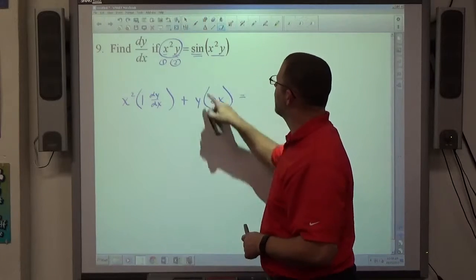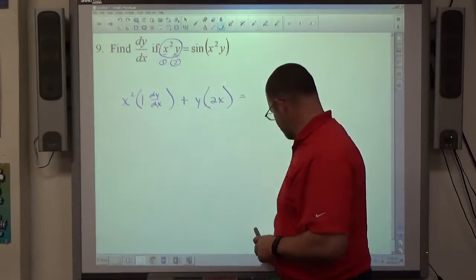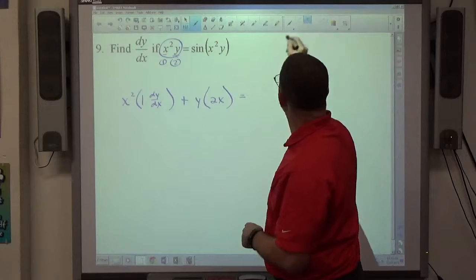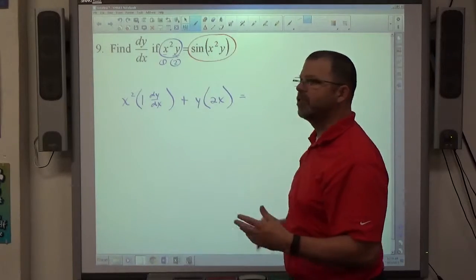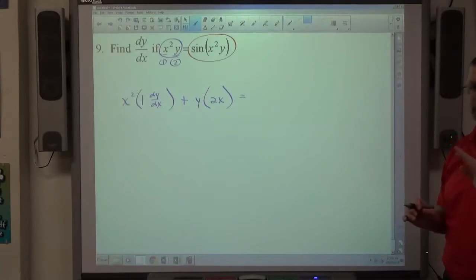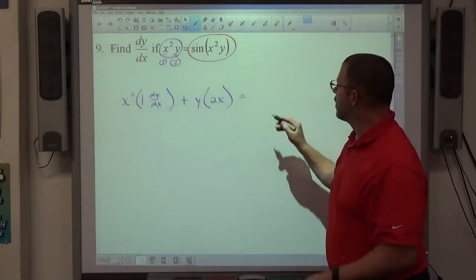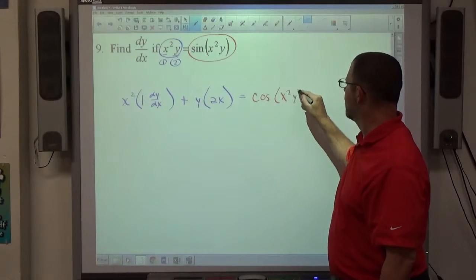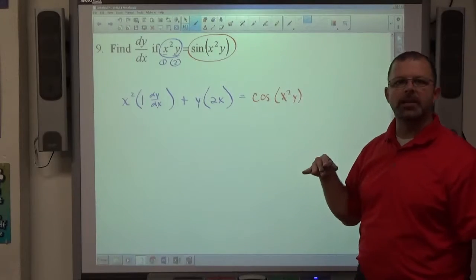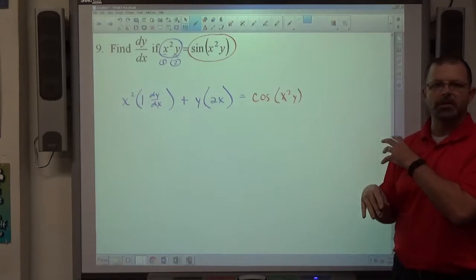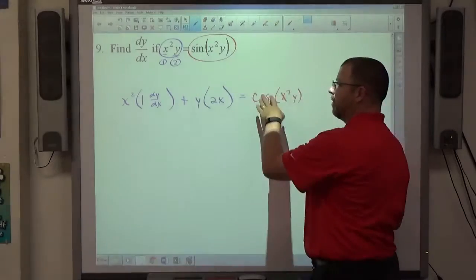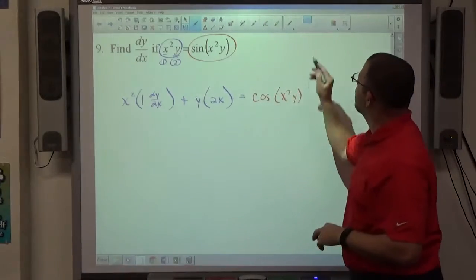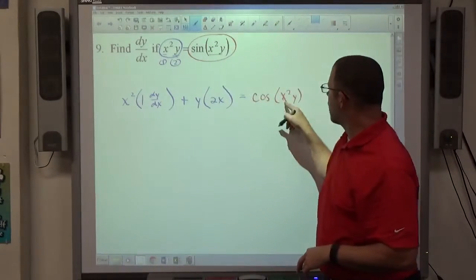Over here on the other side, I've got sine of x squared y. First of all, I differentiate the original structure of the piece, which is a sine function. The derivative of sine is cosine of the same thing, so cosine of x squared y. At this point, I don't put dy/dx's on it. I don't do that until I get to the most basic function.